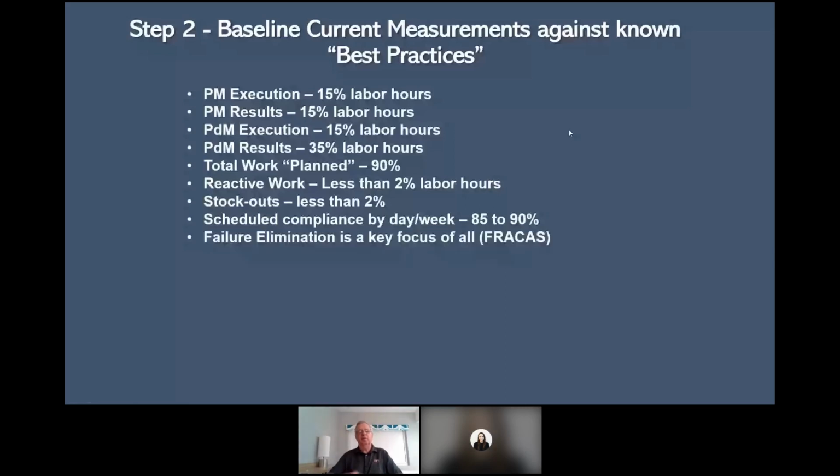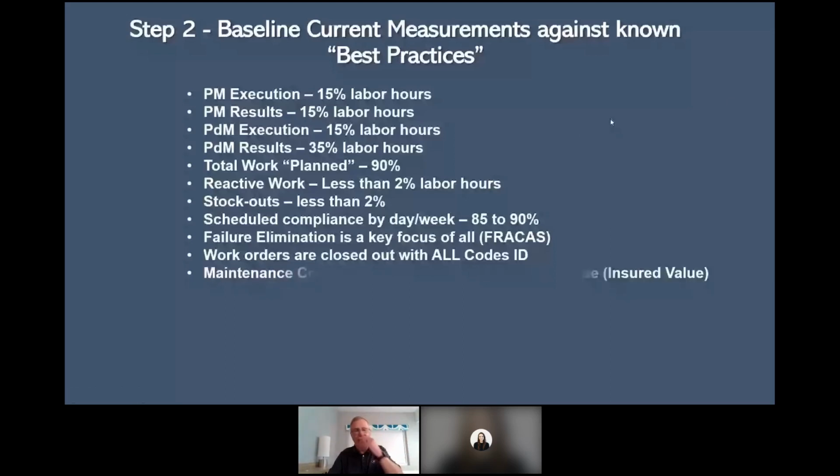Failure elimination is a key focus of all. This is failure reporting, analysis and corrective action systems, based on the failures we have. Then we do an analysis of them and we take corrective action associated with it. Work orders are closed with all codes identified. If we don't put all the data in the work order when we close them out, we don't get the right metrics. Maintenance cost as a percentage of replacement asset value. Here's why I like to use the insured value. I know what SMRP says. This is the way I do it, and I'm doing it right now at a company.